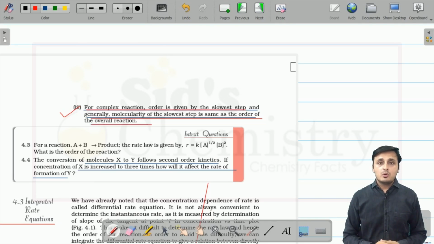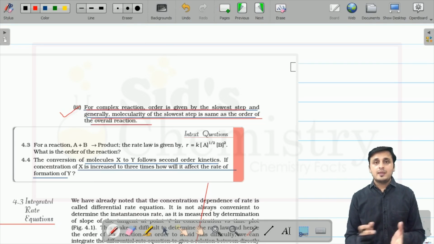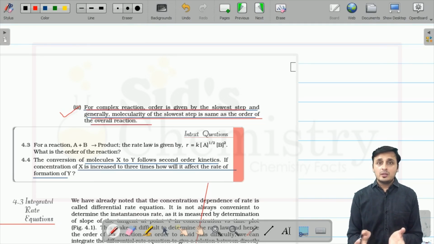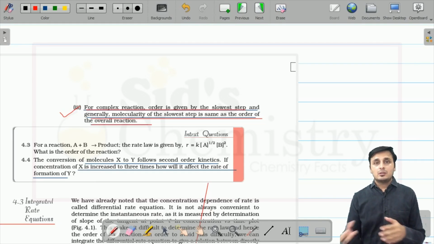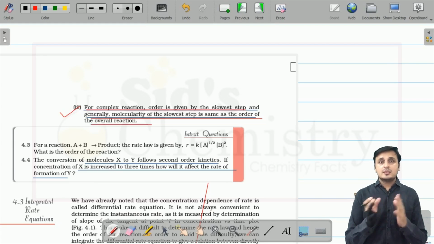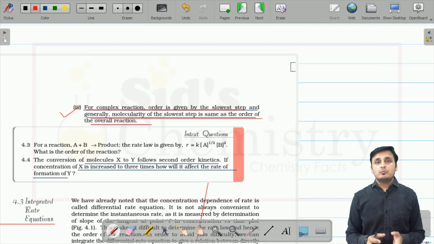So this is all about today's session. We understood several important facts. That is, we understood how to find out the units of the rate constant K. Then we understood about elementary and complex reactions. We understood about molecularity, and then finally we understood the comparison of order of reaction and molecularity. So from the next time we are starting with the integrated rate equations, which are important for the calculations of this chapter.